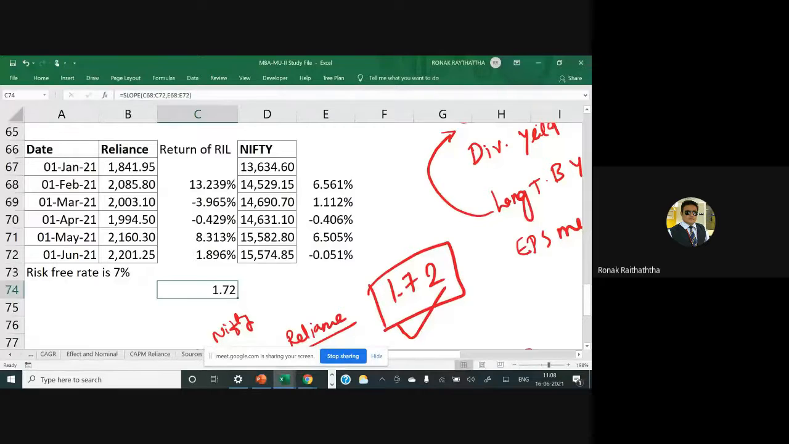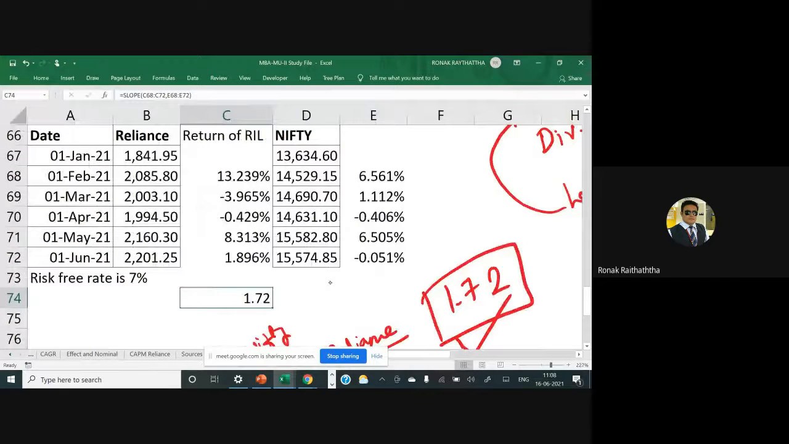You must have seen that Reliance is more sensitive as compared to the market in the last 6 months. So if you take the month of February, at that time, the entire market's return was 6.56, Reliance return was 13.23. So almost double, right? Even more than double. Then market was up by 1, but at that time, Reliance was down by 3 percent. Similarly, when market was up like 6.50 percent, Reliance was up by 8.31. So it's quite an established fact that Reliance is more sensitive to the market when it comes to the returns.